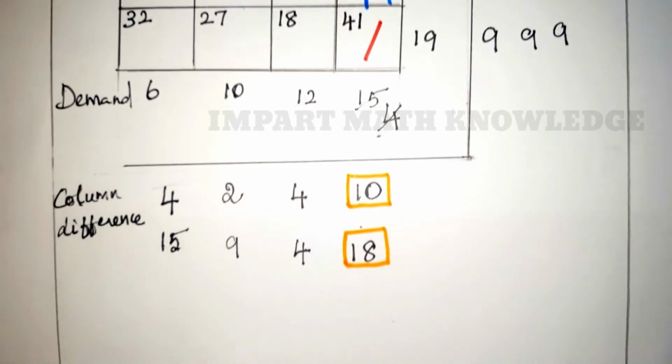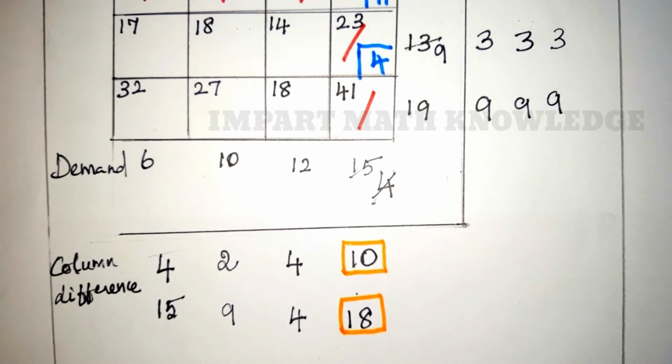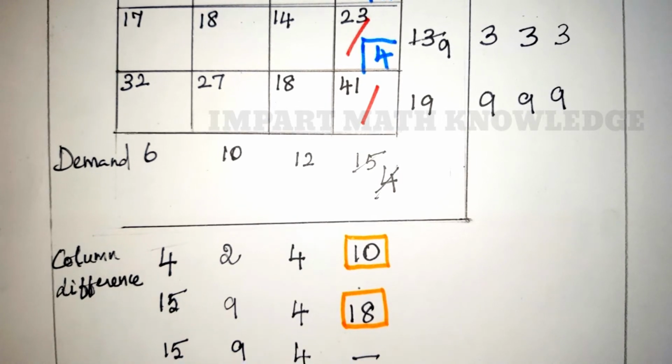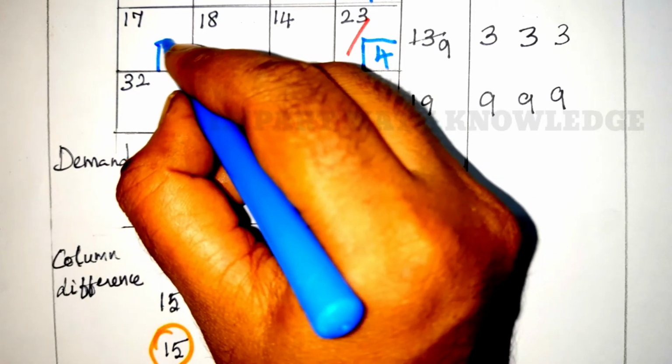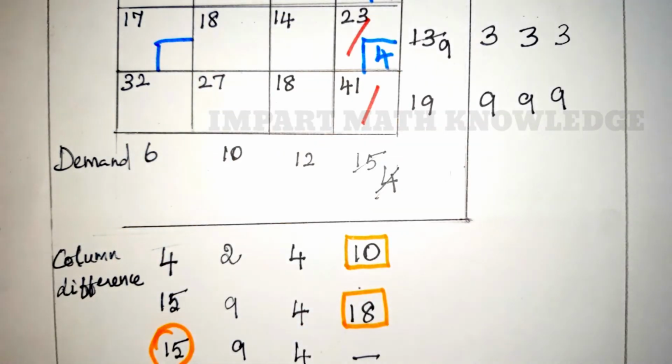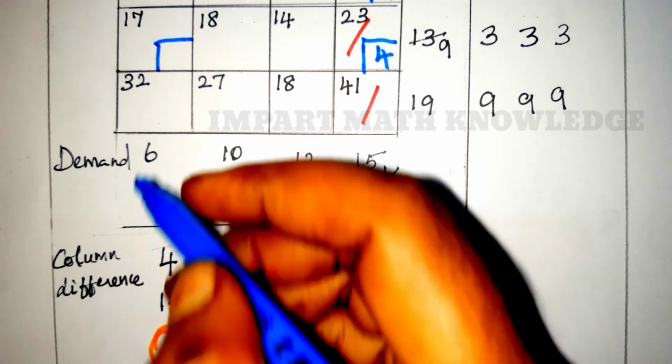Similarly, you take column. For the column wise, there is no change: 15, 9, 4, dash. Here the highest penalty is 15. So, in the first column, you have to allocate the value. In the first column, the minimum cost cell is this cell. For this cell, supply is 9, demand is 6. The minimum value is 6. So, you allocate 6 here.